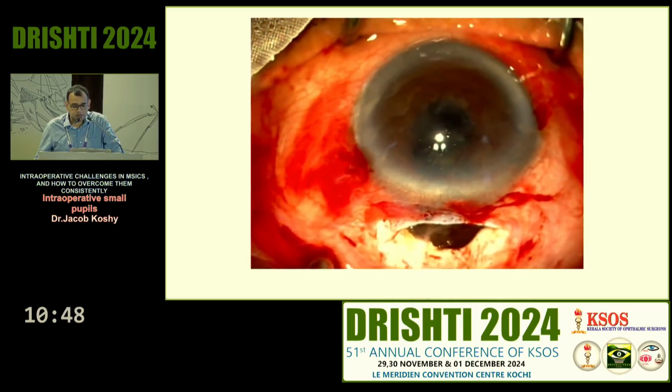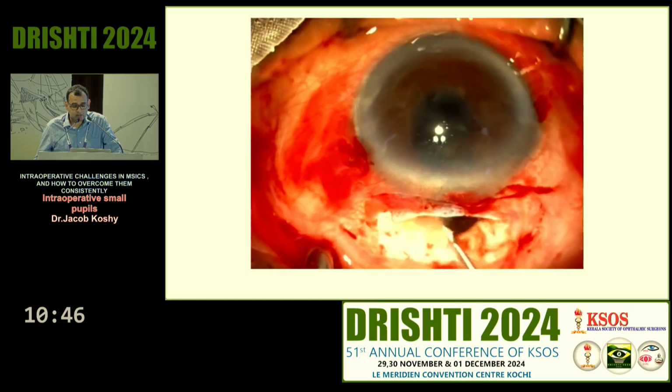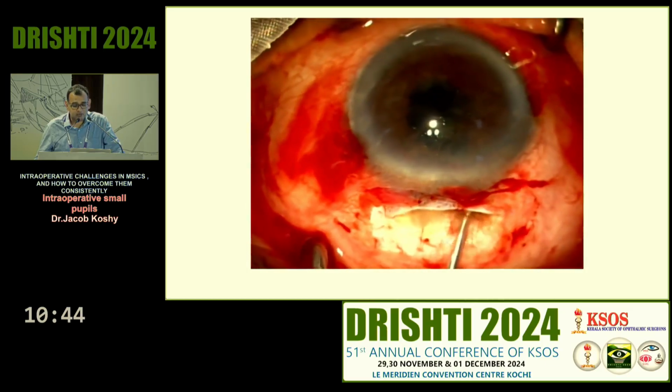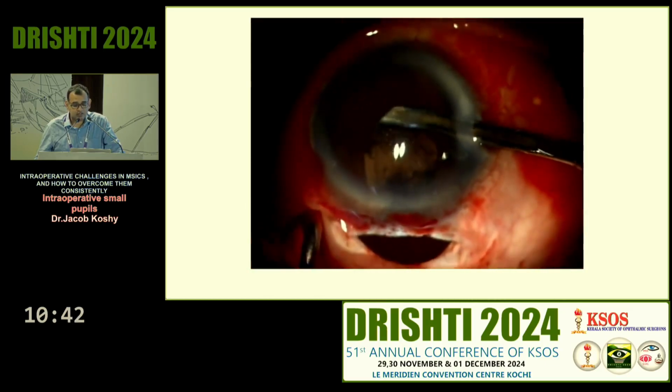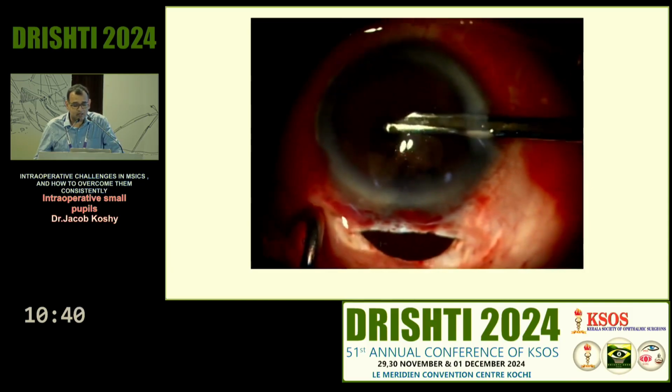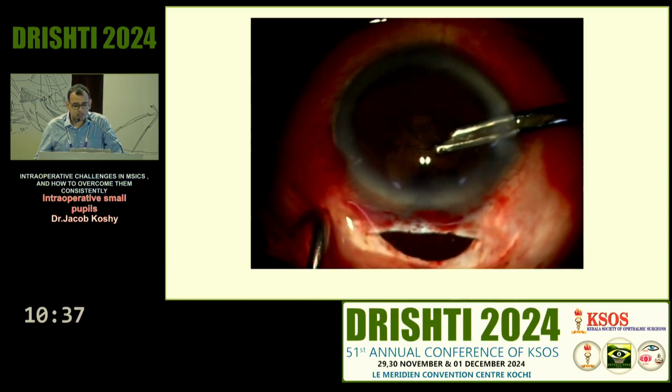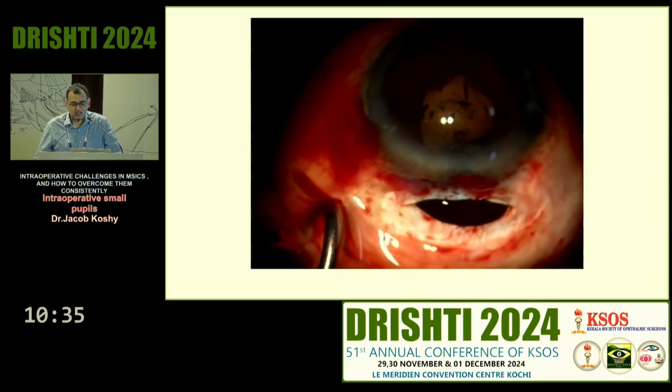And then you reposit the iris. You can do that with any iris repositor and then gently start doing the IA. As soon as you start the IA, again you have iris prolapse. Leave it alone, don't keep handling it. Try and use the side port.